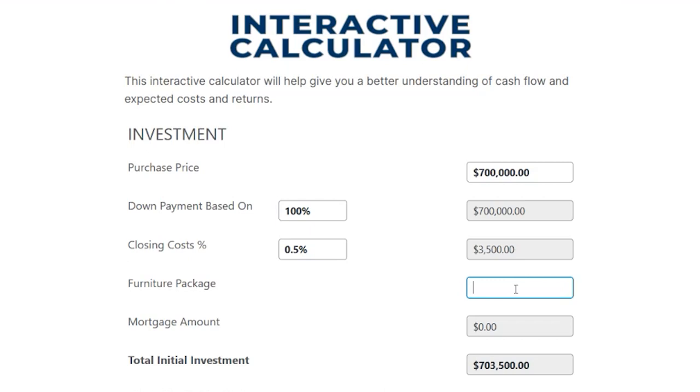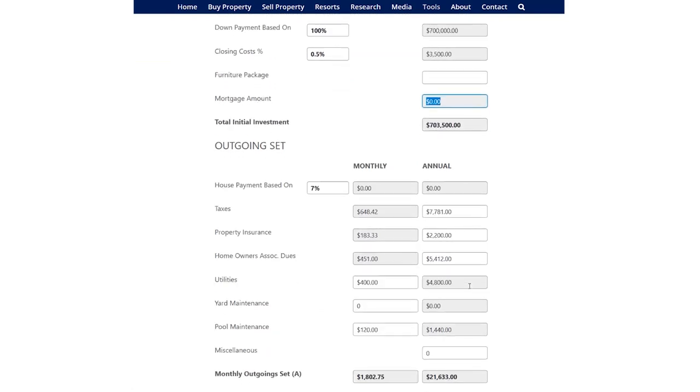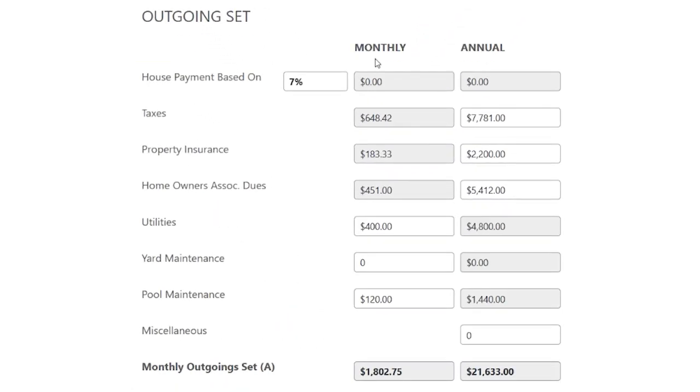Furniture package. This field really is in here for people who are buying a brand new vacation home and they're going to want to furnish that property for rental. And you can use that in there. It just gives you your total investment number and no mortgage in this particular example. So the total initial investment is $703,500. So let's move down to the outgoing set, and these are your monthlies.